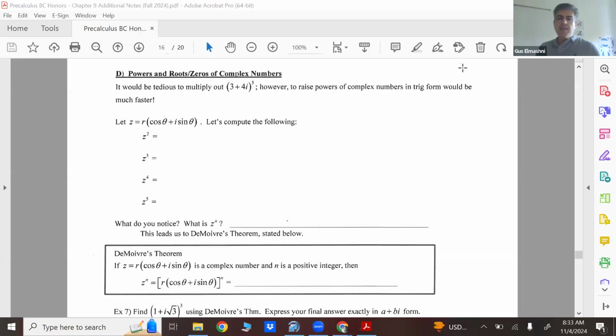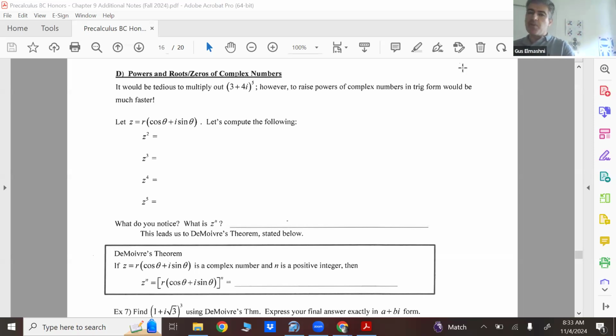Okay, so let's say you want to FOIL 3 plus 4i raised to the fifth power. What I mean by that is you're doing 3 plus 4i, 3 plus 4i, 3 plus 4i, 3 plus 4i, 3 plus 4i. You're doing it 5 times. Do it twice. I'm sure you guys could do it by hand just fine. In fact, I think it'd be 9 plus 24i plus 16i squared, which comes to -7 plus 24i, I think. However, this can get very time consuming.